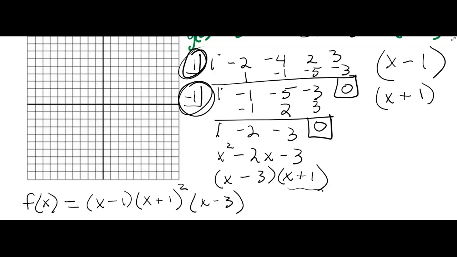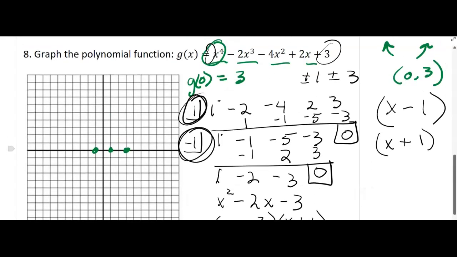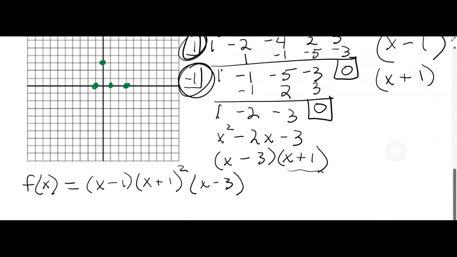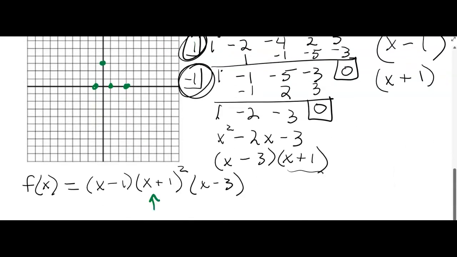Okay, so let's graph the zeros. They're at 1, they're at -1, and they're at 3. 1, 2, 3, right there. I do know the y-intercept was 0, 3, so I know that point. And I know the end behavior right here. Now, which one bounces? Only one of them bounces. It's the -1. It bounces at -1 because of that square.